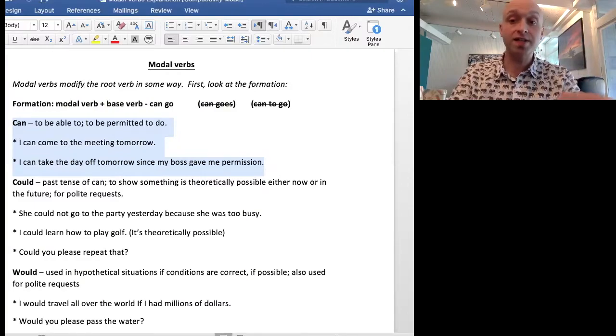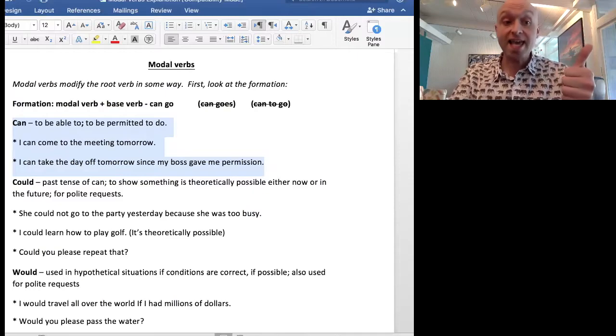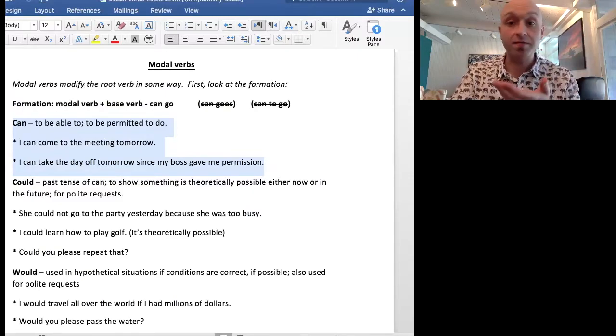Let's take a look at an example of each one. I can come to the meeting tomorrow. I'm able to. Yeah, I can fit it in my schedule. Next, the second example. I can take the day off tomorrow since my boss gave me permission. So there's the second idea of being allowed to do something or having permission to do something.